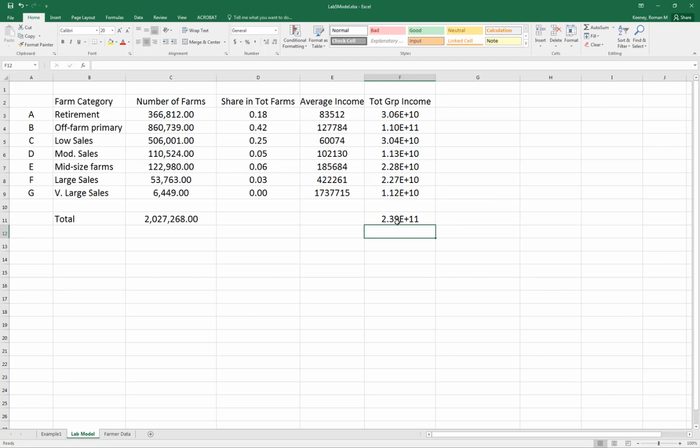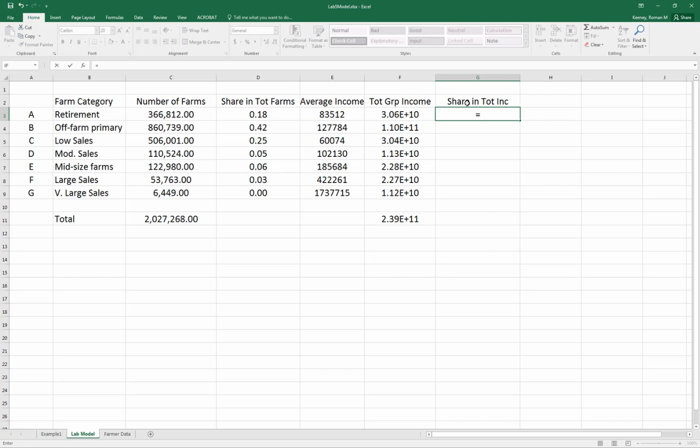Okay, I don't know exactly what that number is, but it's big. So there'll be 11 decimals there. So there's a lot of income in farming, but it's still a pretty small piece of the economy. Okay, so we got the total income by group, and so now we're going to do shares. So we'll go share in total income. And it's the same thing as before.